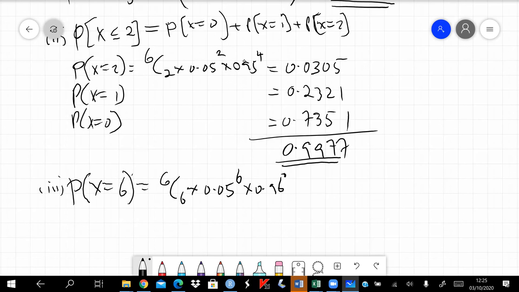Is it 0.96 or multiplied by 0.95? I want to know what you are getting. It doesn't matter, because this will go to one, and this will go to one. What is 6 choose 6? In how many ways can you choose six items from six? There's only one way, so this is one. So you are left with 0.05 raised to power six. What will you get?